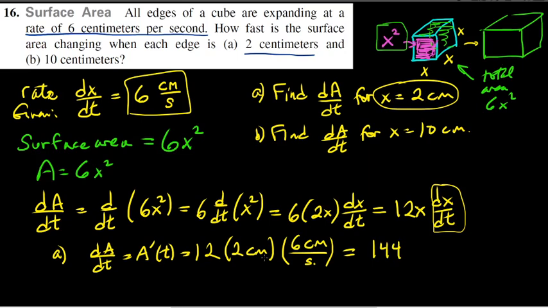And let's note the units. We have centimeters times centimeters, so that's going to be square centimeters over seconds. So that's an area divided by time. Square centimeters per second. So I think we have the correct units, and that should answer part A. The surface area is increasing at a rate of 144 square centimeters per second.